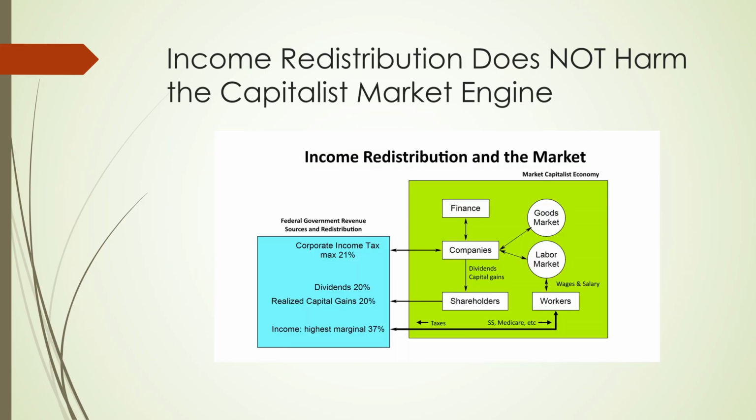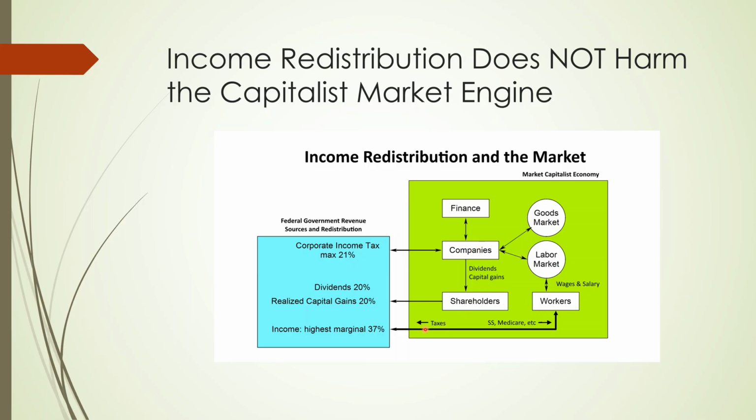This slide shows the relationship between the capitalist market economy, the green box, and taxes and government income redistribution, the blue box. We should note that most of the federal budget is not spending money, but rather redistributing it. As you can see, companies only interact directly with the government through the corporate income taxes. Otherwise, they deal only with markets. They get financing from private sources, sell stuff on the goods market, and hire workers through the labor market. Corporate profits are distributed to shareholders. The level of taxation of shareholders and workers does not directly affect corporate decision-making.